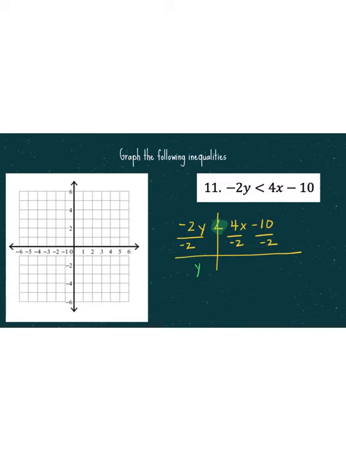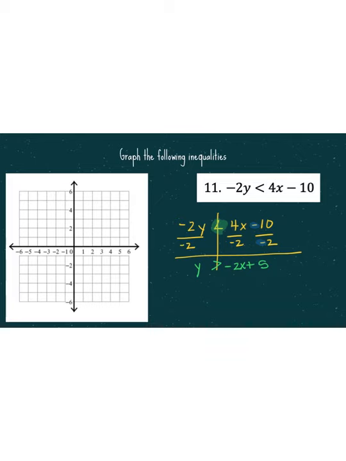So my y stays the same. Now it's going to be greater than 4 divided by 2 is 2, but it's 4 divided by negative 2. So we're going to put a negative 2 there because we have to keep that negative. And then if you remember, if you have a negative on the top and a negative on the bottom, those turn into a positive. So I'm going to say plus 5. Okay, so now we're at y is greater than negative 2x plus 5.